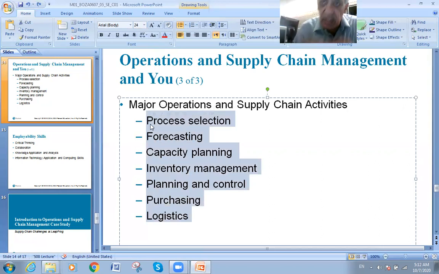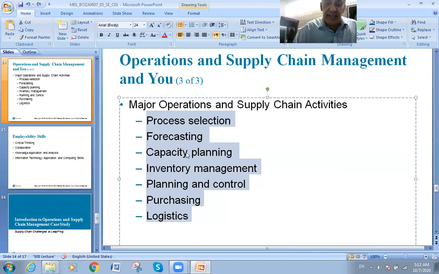Any function that helps in the flow of goods and services from the producer to the consumer, like I told you before. Any of them. Process selection, forecasting, it's planning. Forecasting is planning. When you see, just Google it, it's planning.